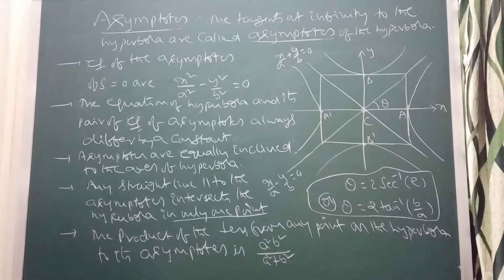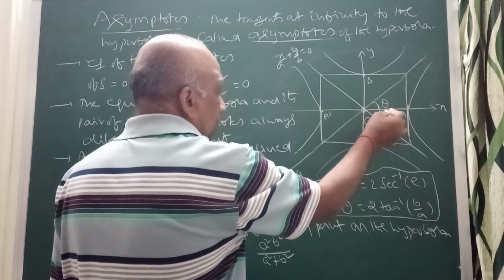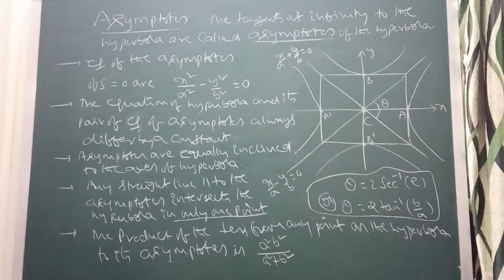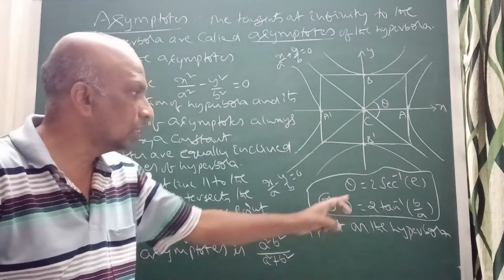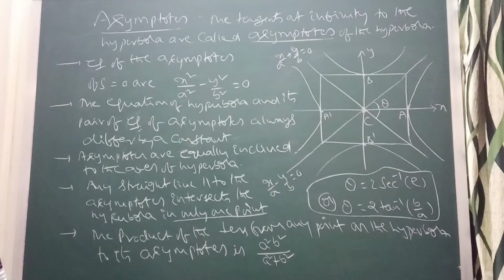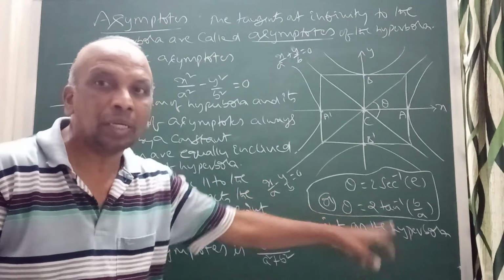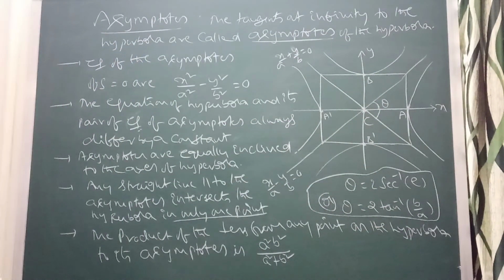So here the angle between the asymptotes of the hyperbola is 2 theta. If I consider this as theta, I can get 2 secant inverse e. The angle between the two asymptotes is theta equal to 2 secant inverse of e, or theta equal to 2 tan inverse of b by a, where theta is the angle between the two asymptotes.